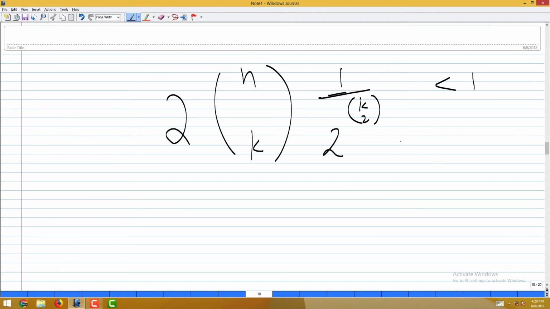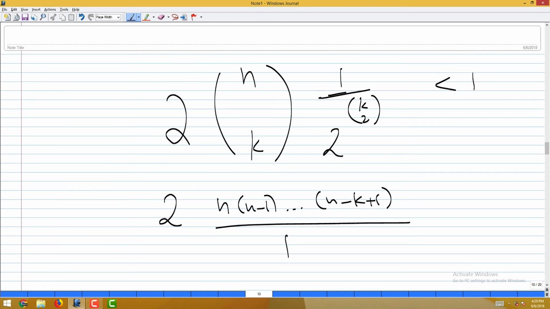Now let me do some calculation for you. So, this 2 into n choose k, that is n into n minus 1, up to k terms, n minus k plus 1, divided by k factorial here, am I right, 1 by 2 into k minus 1 by 2.